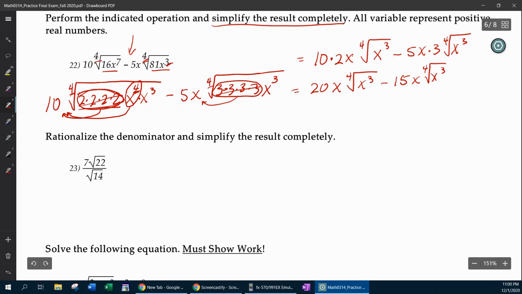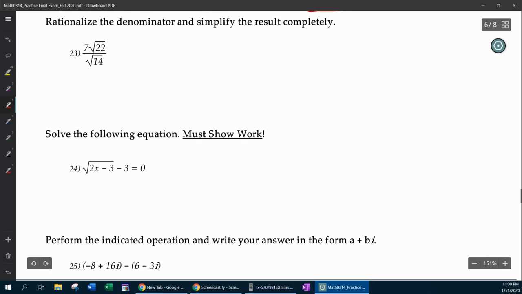And now I want you to notice that both of these terms have an x, fourth root of x to the 3rd. They both have the same, you could say, variable stuff. And so now these are like terms. I can combine them. Okay, I've got 20 of these minus 15 of these. 20 minus 15, that is 5x, fourth root of x to the 3rd. And that is my final answer, simplified completely.